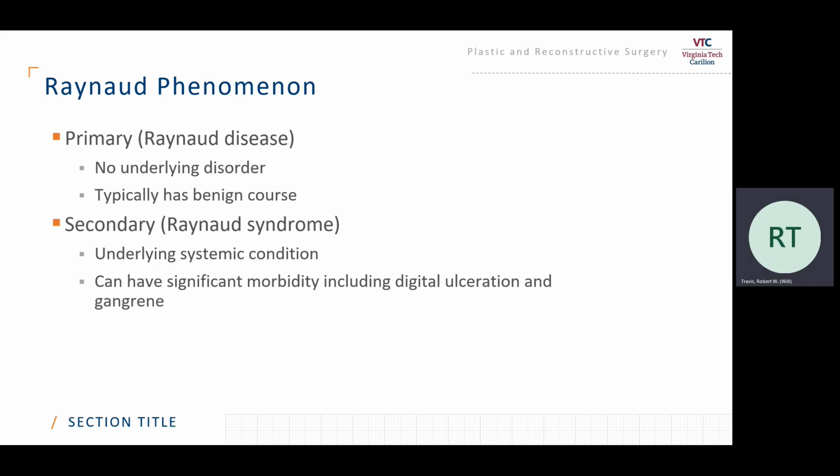If you're suspicious for a rheumatologic condition, you want to work these patients up for that. Check a CRP, an ESR, ANA, rheumatoid factor, and then if indicated, these patients need further workup, refer them to a rheumatologist.